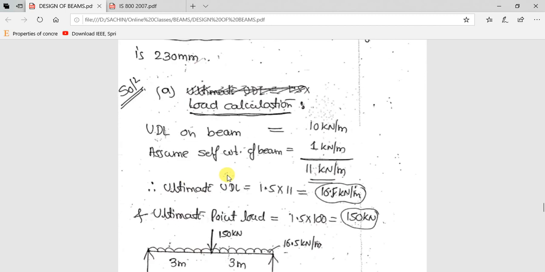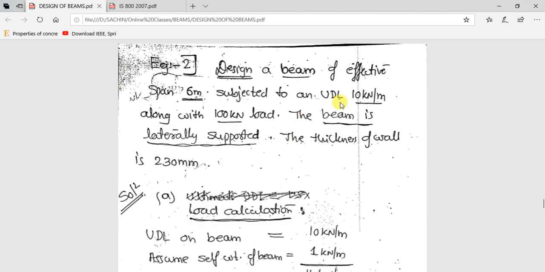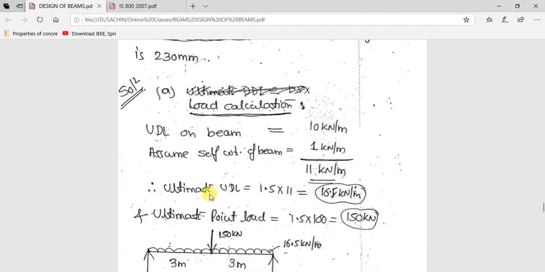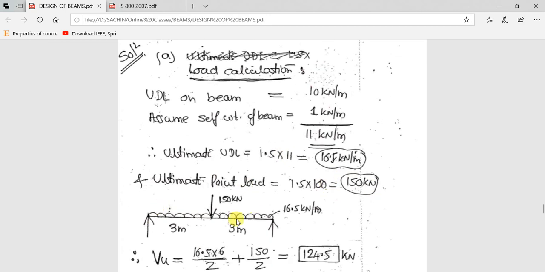So first you have to calculate the load. The UDL on the beam is 10 kN per meter, it is given, and assuming the self weight of the beam as 1 kN per meter, the total load will be 11 kN per meter. So the ultimate UDL will be 1.5 times 11, and the ultimate point load will be 1.5 times 100, that is 150. So the total UDL acting, the factored load, is 16.5, and the factored point load is 150, acting exactly at the mid span. The total span is 6 meters, so this will be 3 and 3.